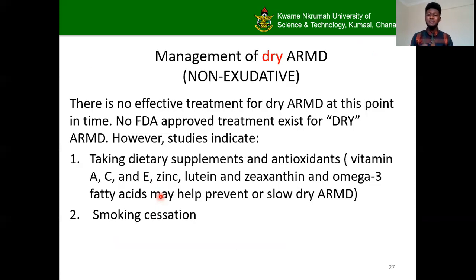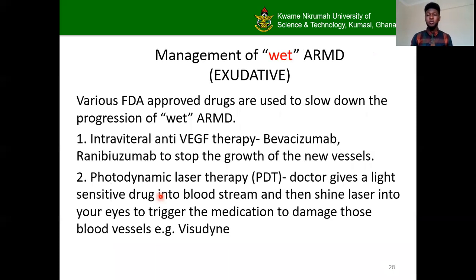Now, how do you manage dry AMD? There is no effective treatment for dry AMD at this point in time. No FDA-approved treatment exists for dry AMD. However, studies indicate that taking dietary supplements and antioxidants, vitamins A, C, E, and zinc, lutein and zeaxanthin, and omega-3 fatty acids may help prevent or slow down dry AMD, and smoking cessation is also very important.